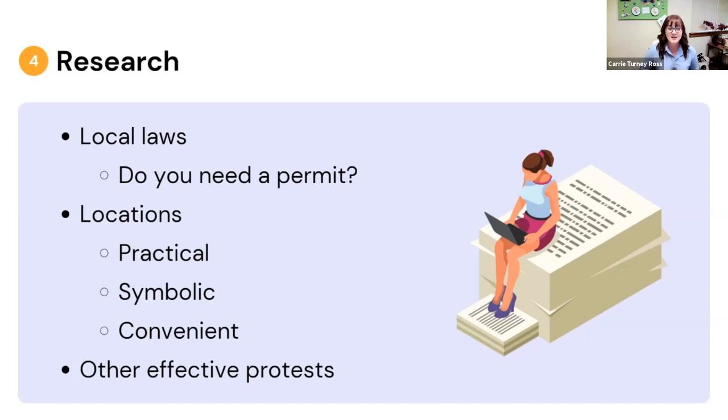Research locations. Where do you want this protest to happen? And the location should be at least one of these three things. It should be practical or symbolic or convenient or all three or some combination of two. And then also research other protests that were effective in making change. What did they do? How can you borrow from their model?